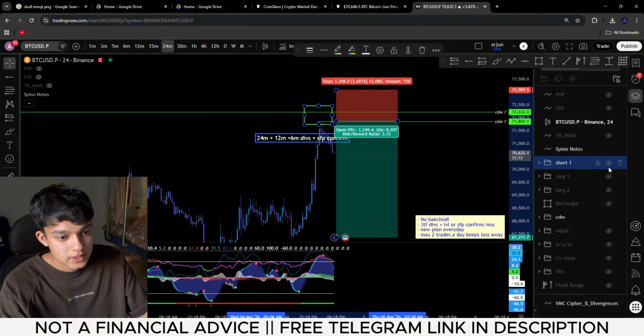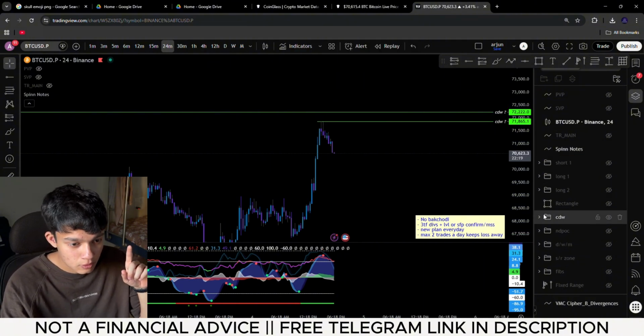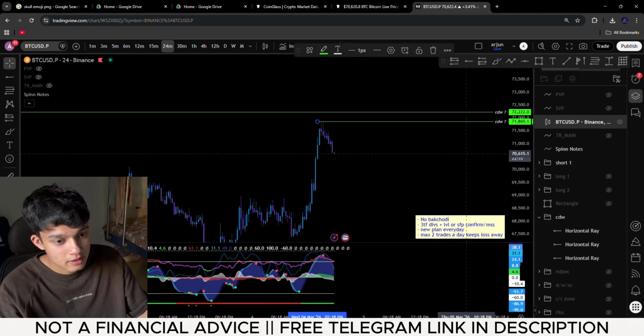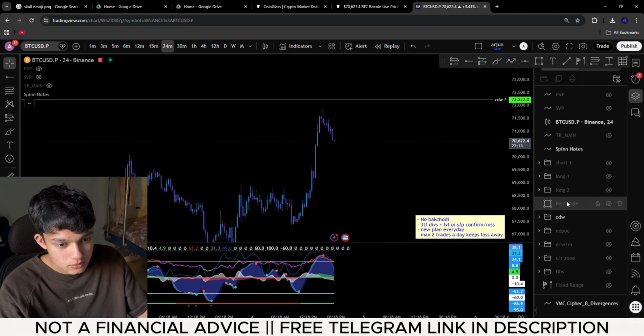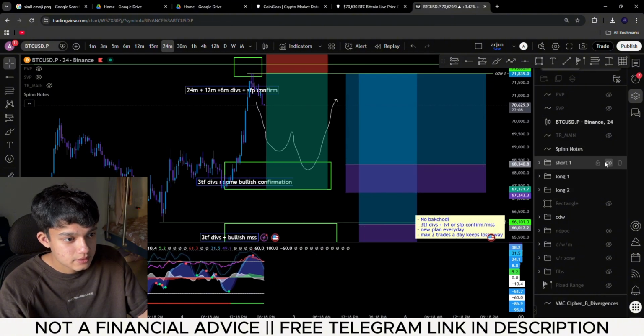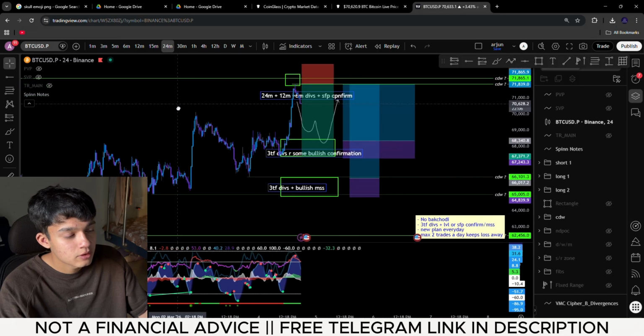So that's it for today. This is all the plan that we are looking for, for shorts and longs. So we'll just look at the plans. These are the 2 long plans and this is the 1 short plan we'll be looking for.